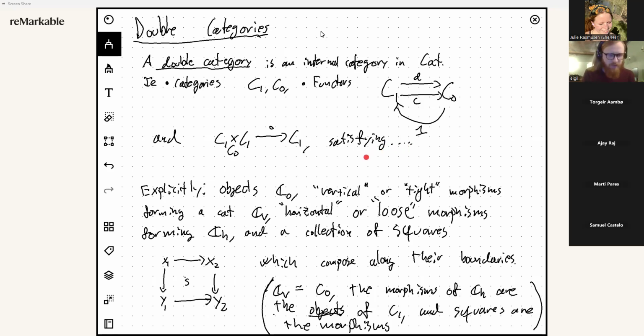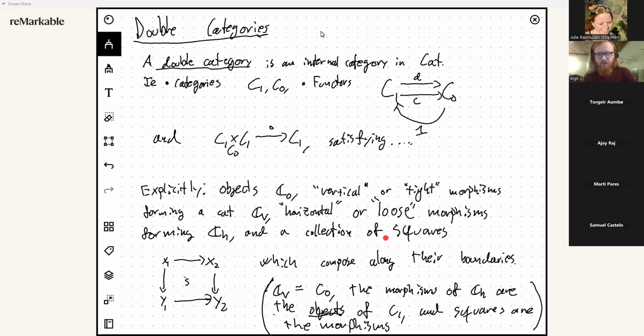It's important that there's also an explicit description here. So to describe a double category, you have some objects, then you have a collection of vertical morphisms. Sometimes they're called tight morphisms. You have two different conventions, and those form a category CV, the vertical category, with C0 as the objects. Then you also have horizontal morphisms or loose morphisms that form this category CH, which again has the same objects, C0 as objects.